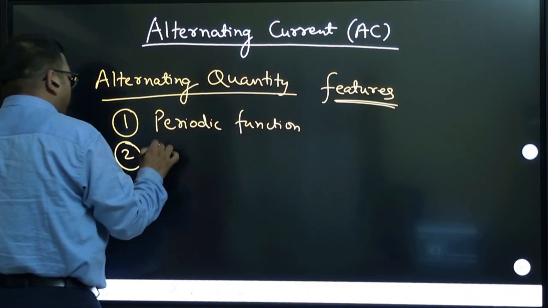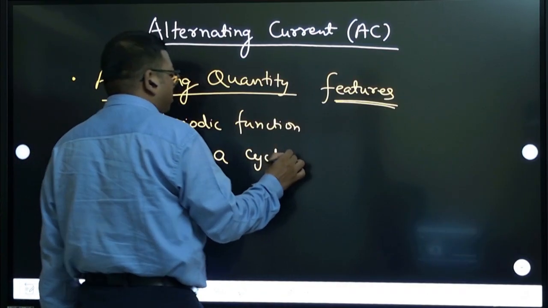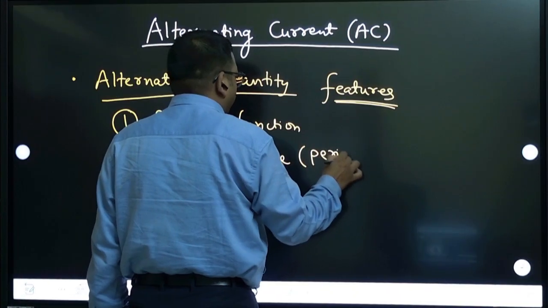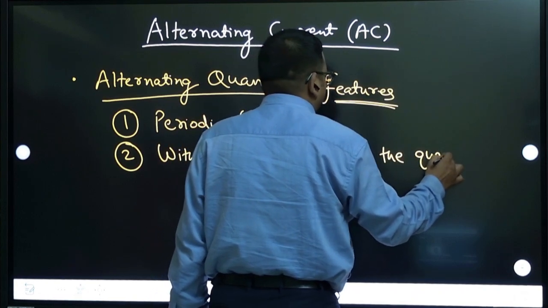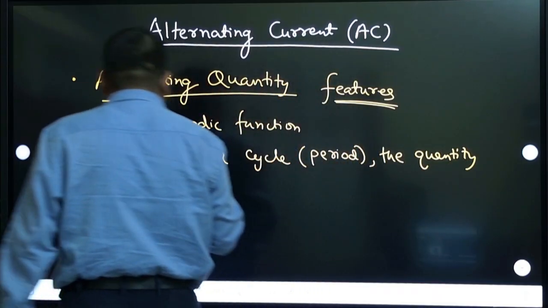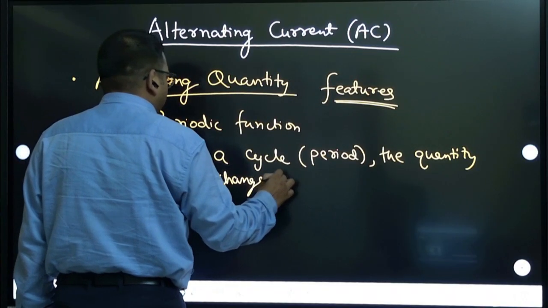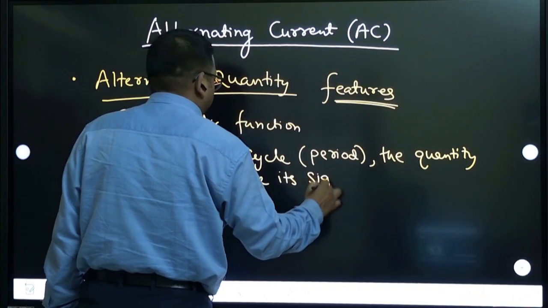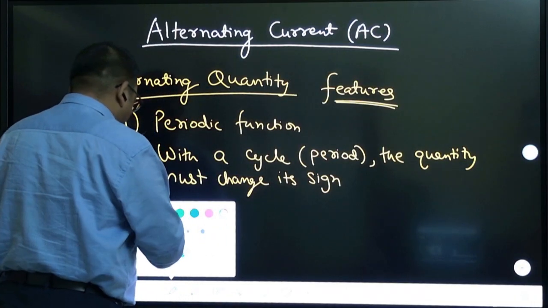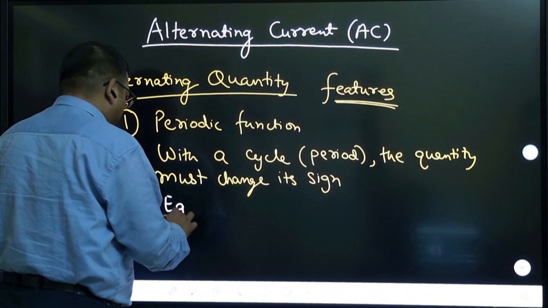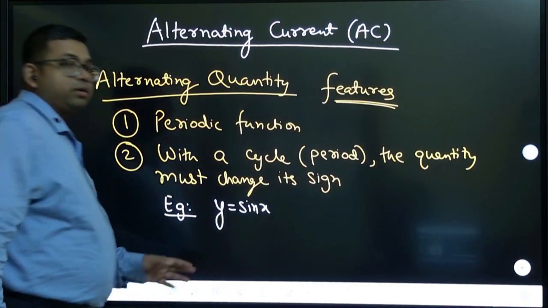Second, within a cycle or period, the quantity must change its sign. For example, you take y equal to sin x.